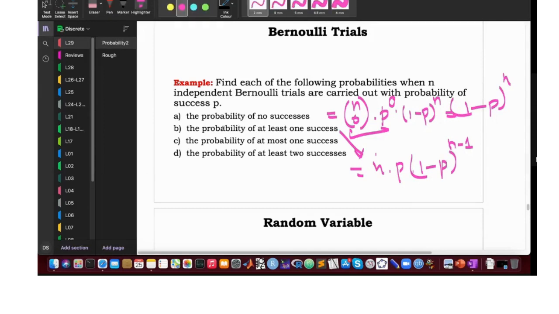I'm going to leave parts C and D for you guys to do. Any questions?